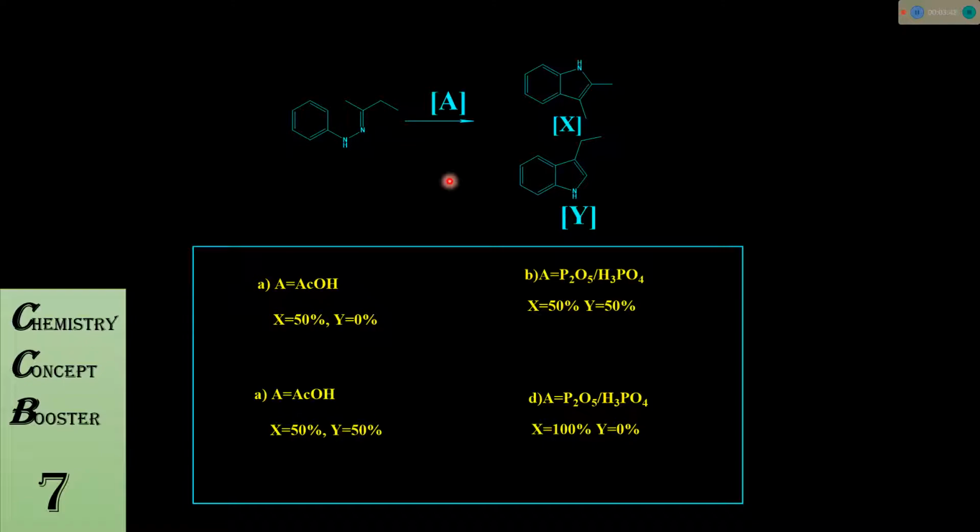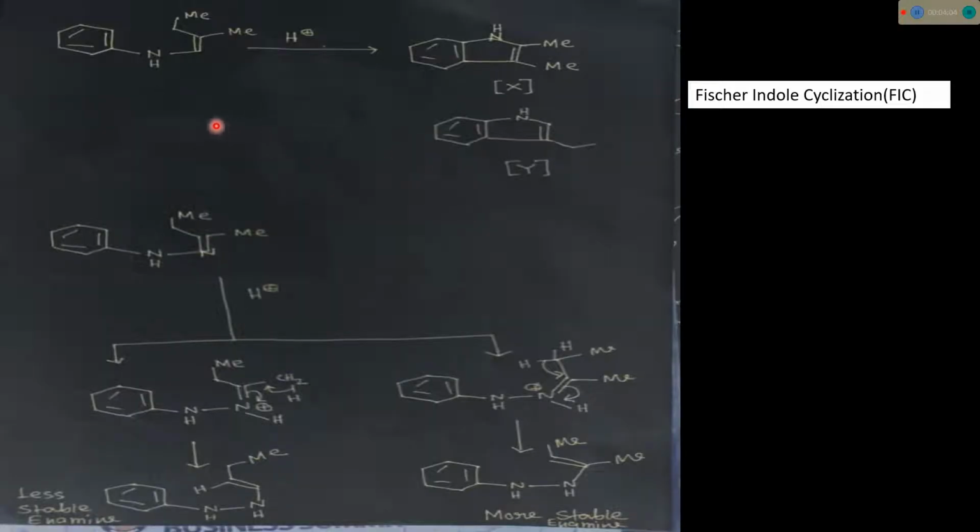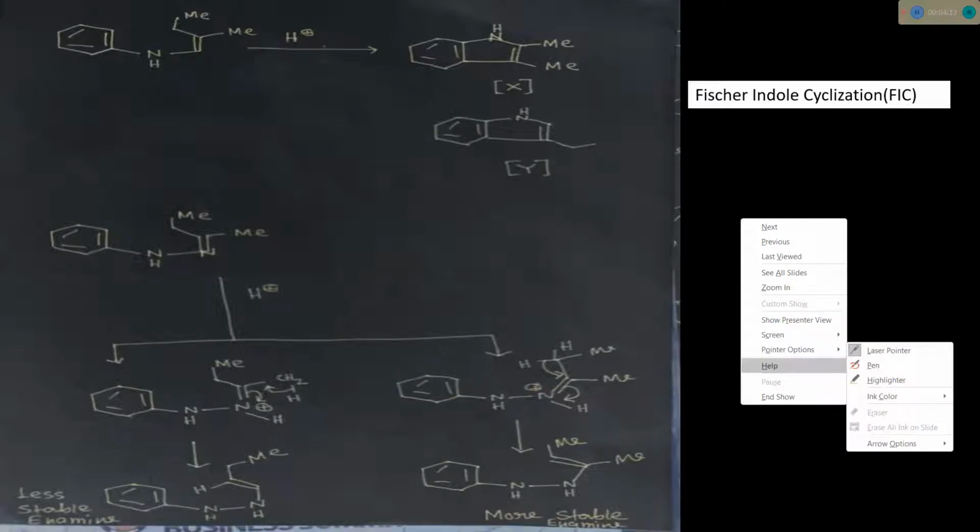So let's see the mechanism and we will explain all the important points regarding this reaction. This is given as a starting material. So this is a hydrazone. Sorry, one nitrogen should be there.